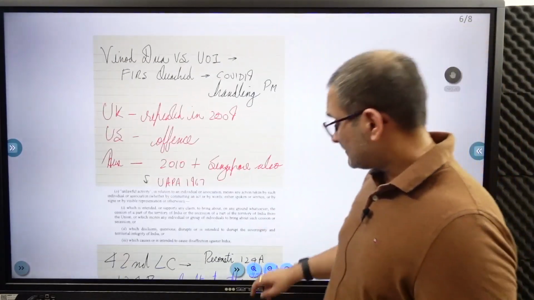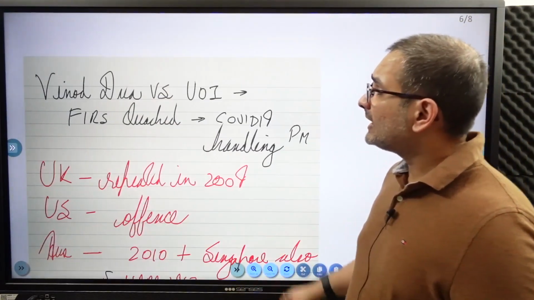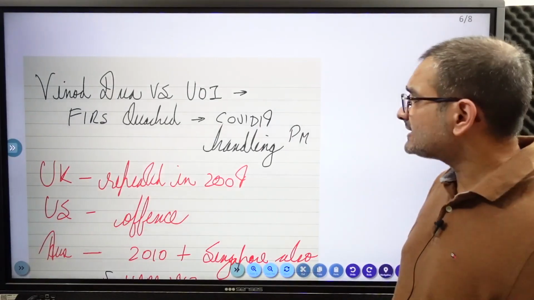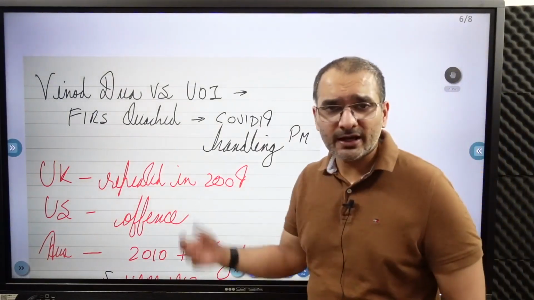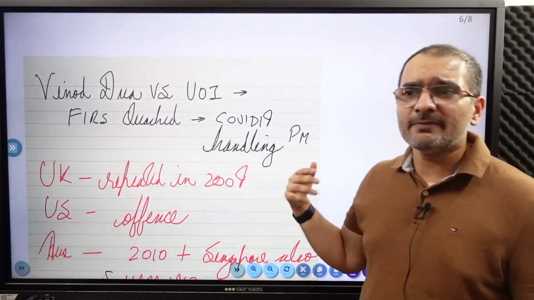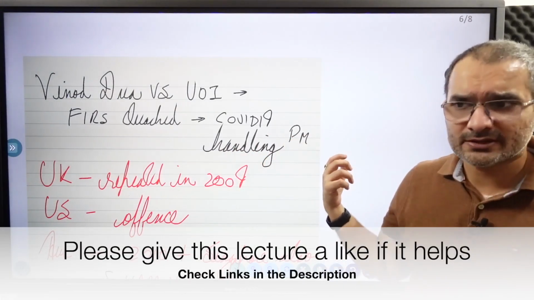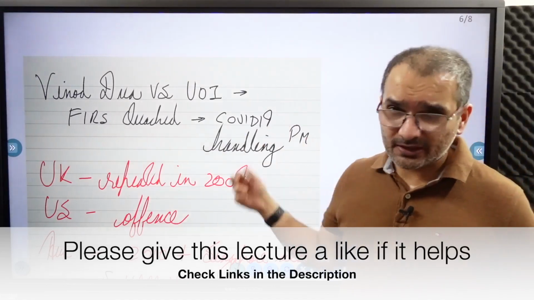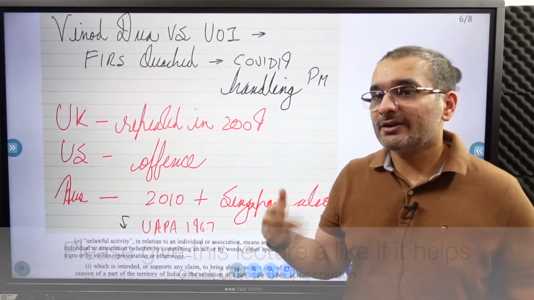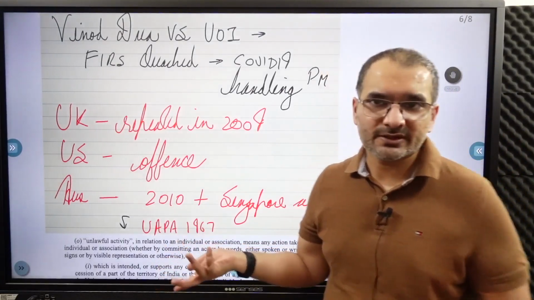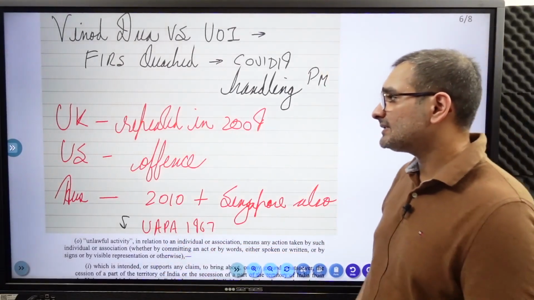And last year's judgment is named Vinod Dua versus Union of India, in which FIRs were quashed against Vinod Dua because he was criticizing the government and specifically PM Modi's handling of the COVID-19 situation. That judgment was referred to, saying this is not inciting public disorder, so this cannot be sedition. So, well, basically charges were dropped.